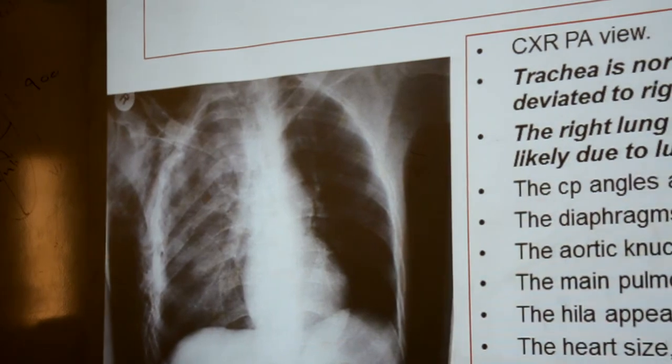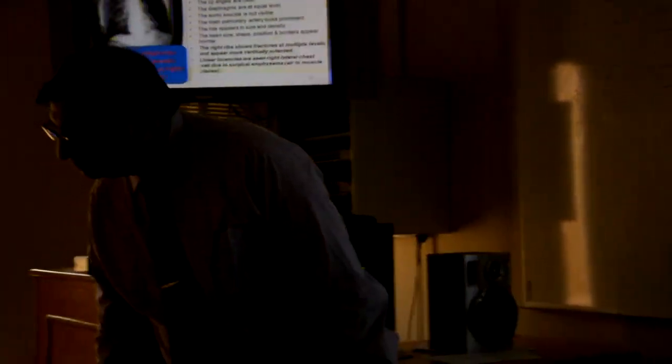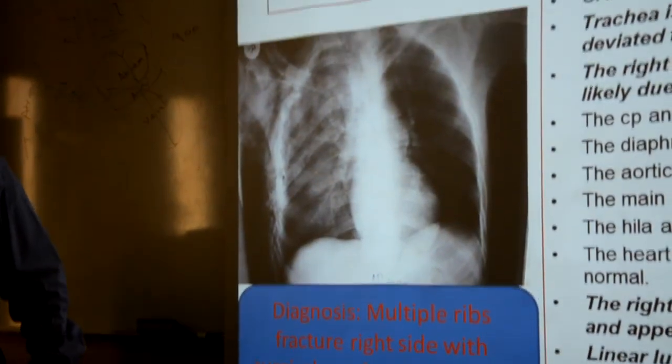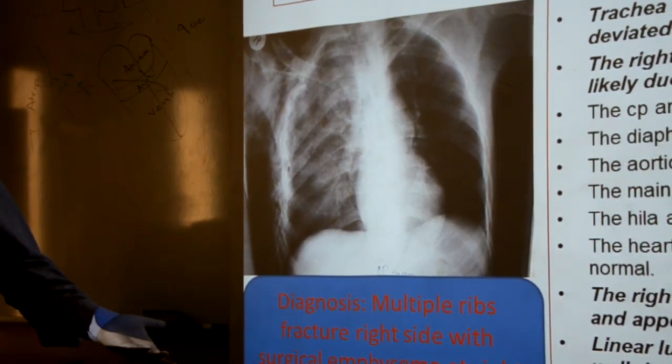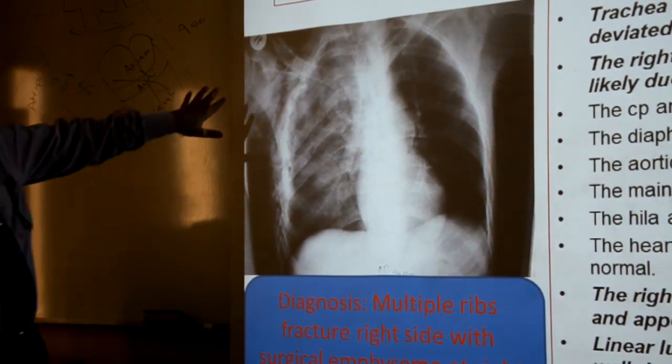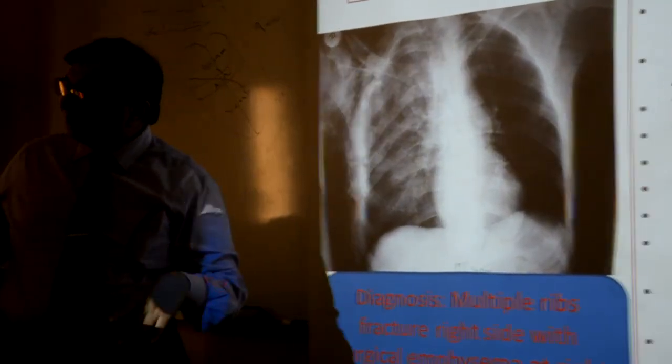The pleura, the opacity on the right side. Because of what? Fracture. This is a trauma case, a road traffic accident. These are all fractures, surgical emphysema, lung contusion and probably hemorrhage.